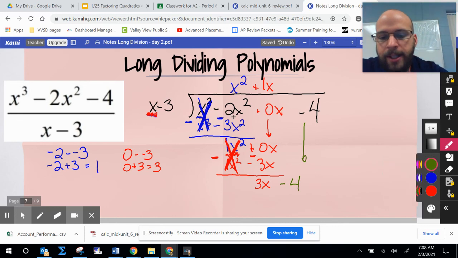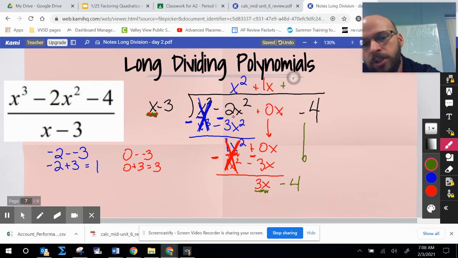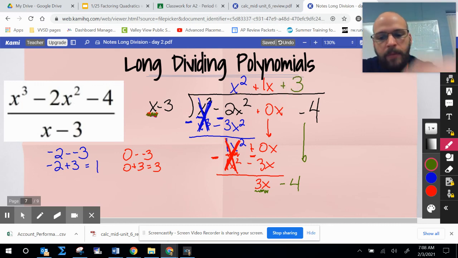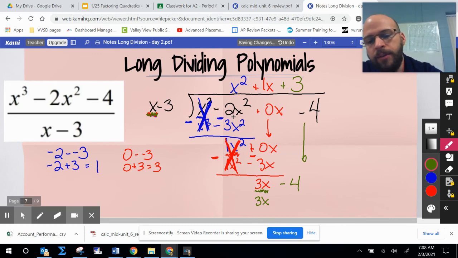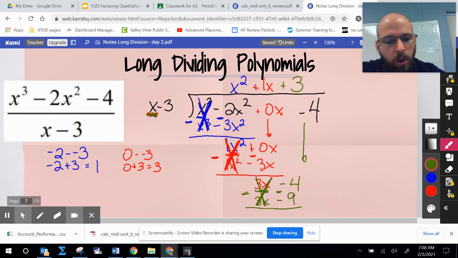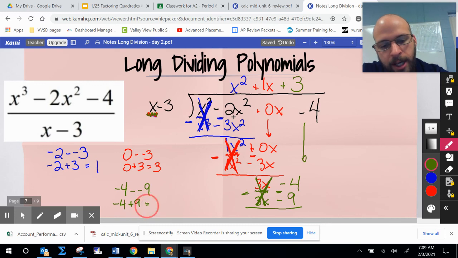So now one last time. What do I have to multiply x by to become a 3x? Well, that's just 3. So 3 times x is 3x. 3 times the negative 3 is a negative 9. Subtract. You have to always be very, very careful with these subtractions. Negative 4 minus negative 9. Look how many negatives are in this. Negative 4 will end up becoming plus 9, which gives me 5.